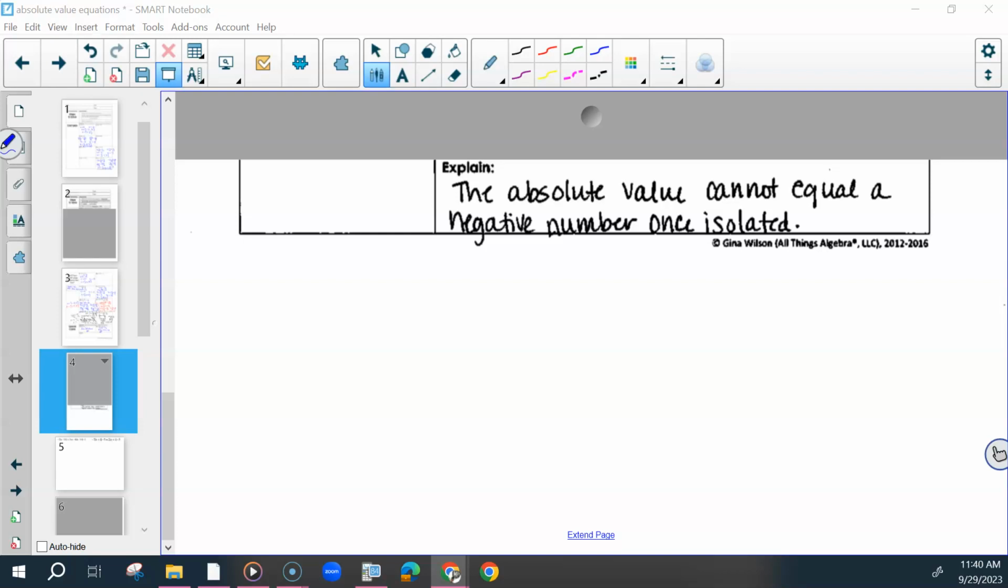The no solution, right here, is going to be on the front. So you have to recognize that once it's isolated, you can't solve it, and stop. Don't keep solving.